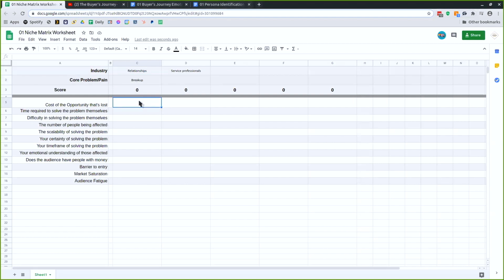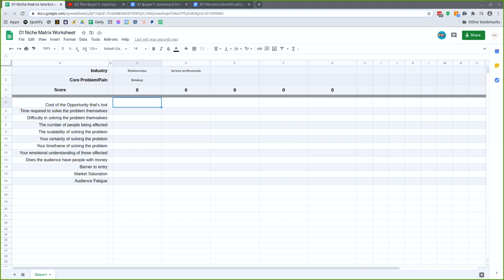So, the cost of the opportunity that's lost. This one's really important. It's going to play back into the situation later on. And Travis, I'm just going to mute you here real quick. The opportunity that's lost is going to play back in when we start pricing our offer. So it's something that we need to take into account to determine if this is a niche that we want to target.